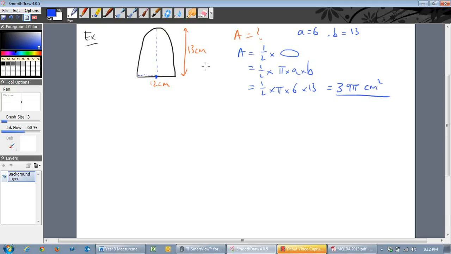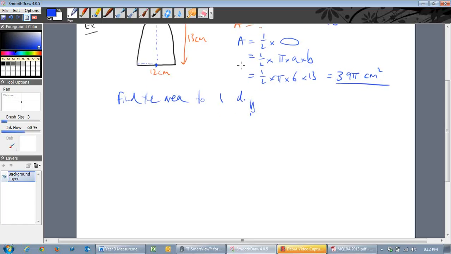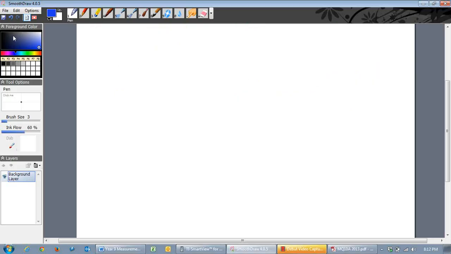Okay, fantastic. Now, if the question said find the area to 1 decimal place or something like that, then you would have to not leave it like that. You'd have to put that into your calculator, and you put your decimal in there. Okay, find the area to 1 decimal place. If it doesn't ask, put it as 39 pi centimeters squared. Too easy. Let's do a Heron's formula question.